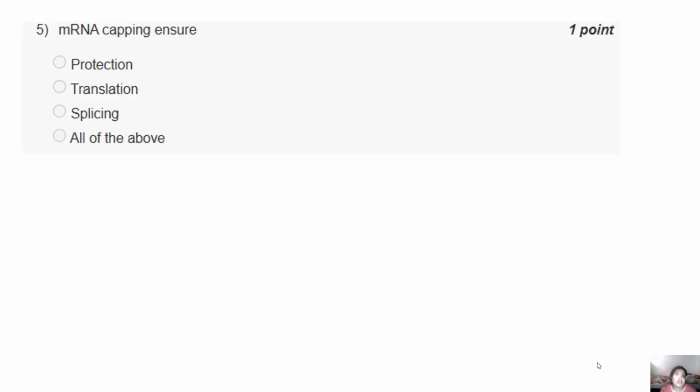mRNA capping ensures protection, translation, splicing, or all of the above? Which one do you think is correct? I'll wait for a few minutes.